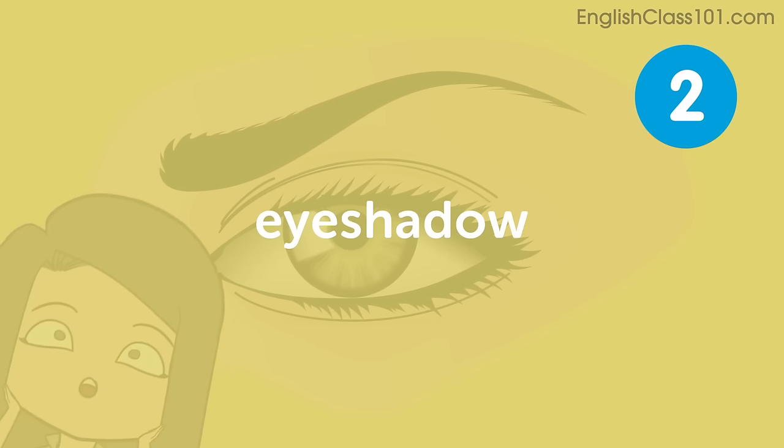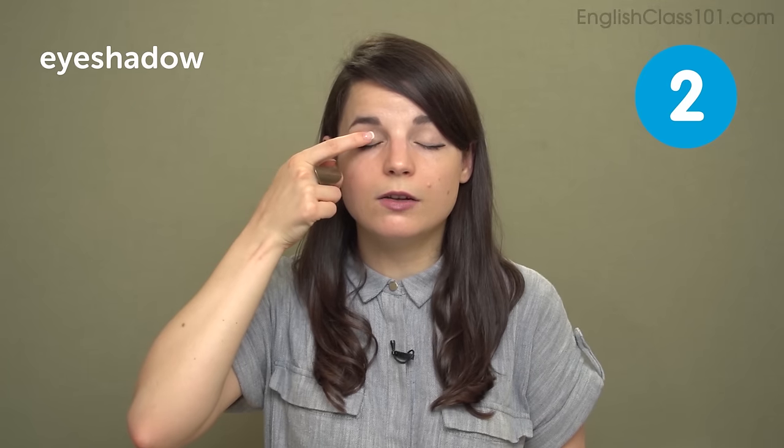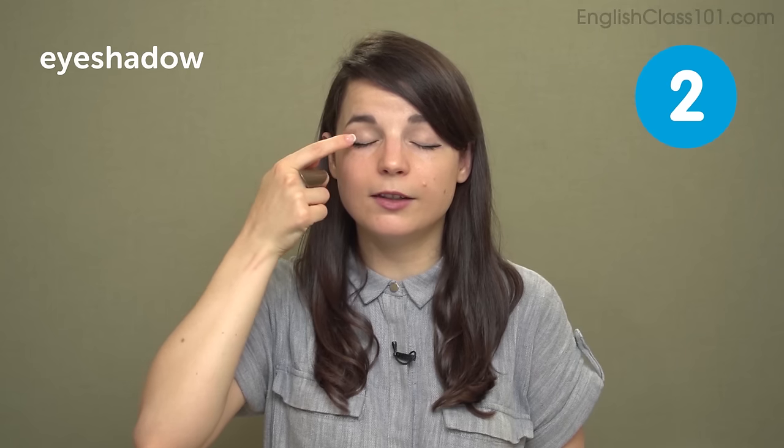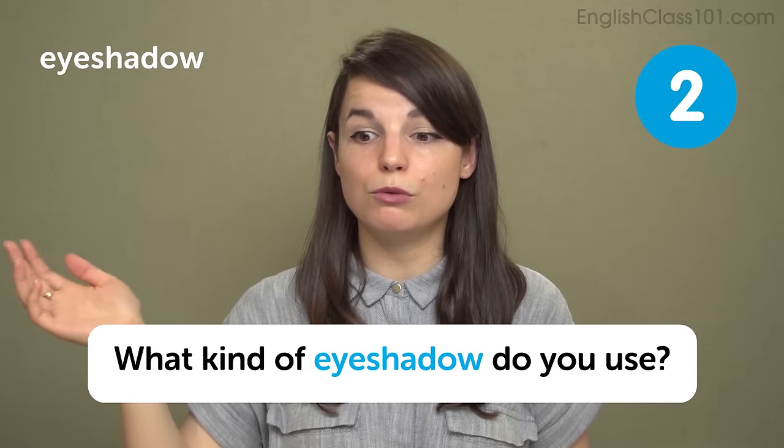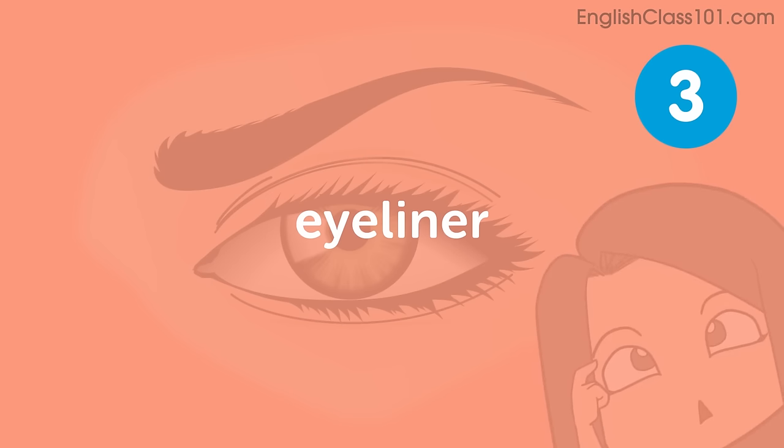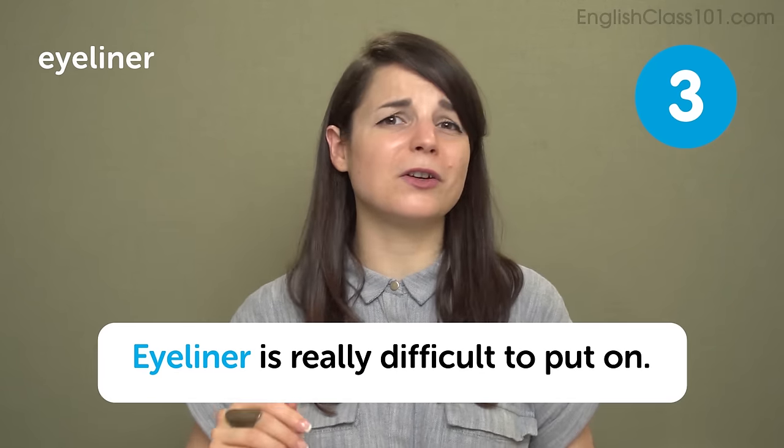The next word is eyeshadow. So eyeshadow is makeup which goes on top of the eye, so the eyelid. This part is called your eyelid. Eyeshadow goes here on top of the eyelid. So in a sentence, what kind of eyeshadow do you use? The next word is eyeliner. So eyeliner is used to draw a line, to draw lines near the eyes. That means it's safe to use near eyes. It depends on the person and their style, but maybe they use eyeliner to make lines in different ways on their face, near their eyes. In a sentence, eyeliner is really difficult to put on.